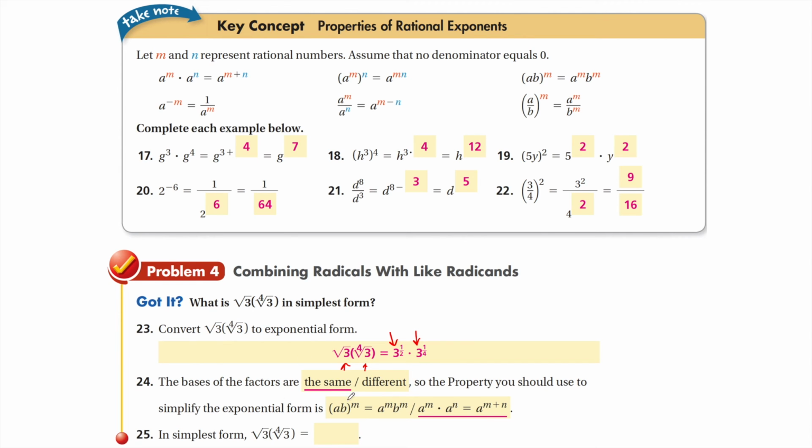So in simplest form, we're going to have 3 raised to the 1/2 plus 1/4, which is going to equal 3 raised to the 3 over 4 power. So in simplest form, that's going to be the same thing as me saying the fourth root of 3 cubed, or 3 raised to the 3 over 4 power.